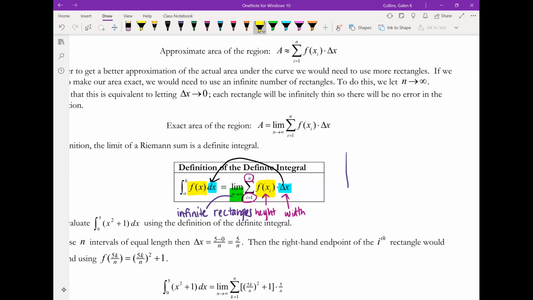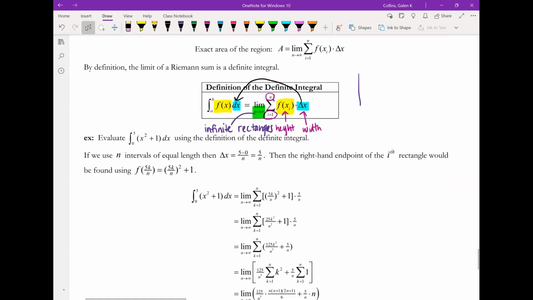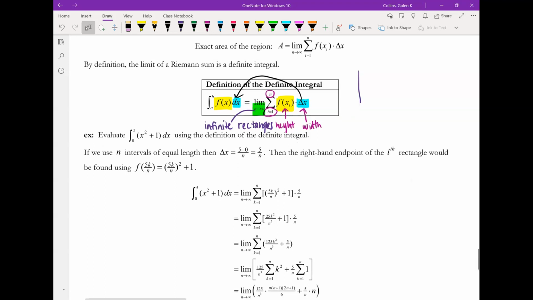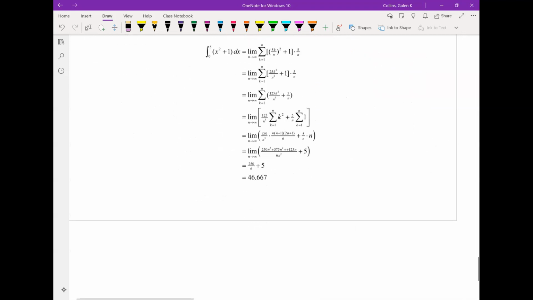And the difference between adding rectangles and using the antiderivative is the difference between geometry and calculus. Just like the difference between average rate of change and instantaneous rate of change, the derivative, is the difference between algebra and calculus. All right, so I'm not going to go through this last example for you. We'll just skip that one.